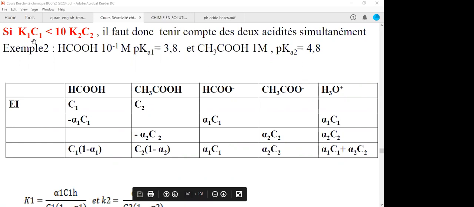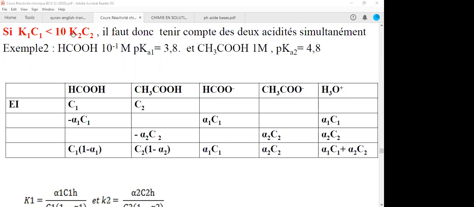So, if Ka is less than 10 times Ka2, il faut donc tenir compte des deux acidités simultanément. Example. So, if we have something like this, where the constant of acidity of acid 1 times the concentration 1 is less than 10 times the constant of acidity of acid 2 times the concentration 2.